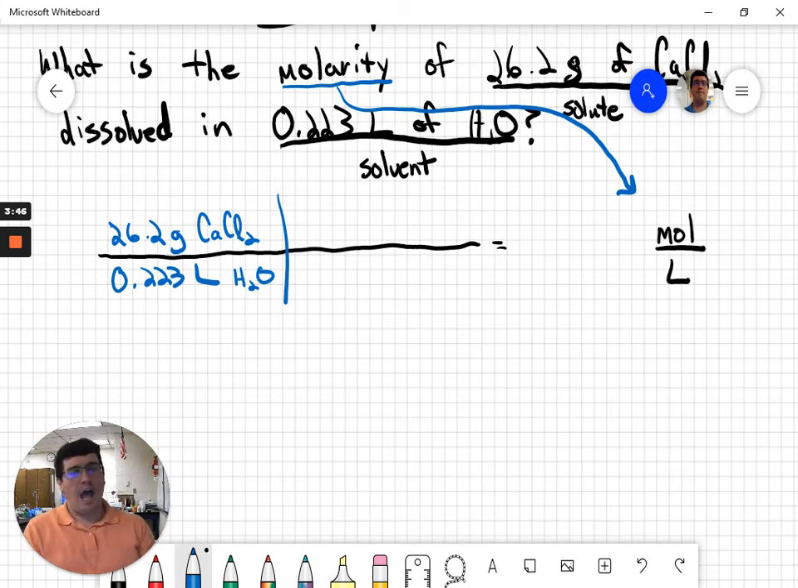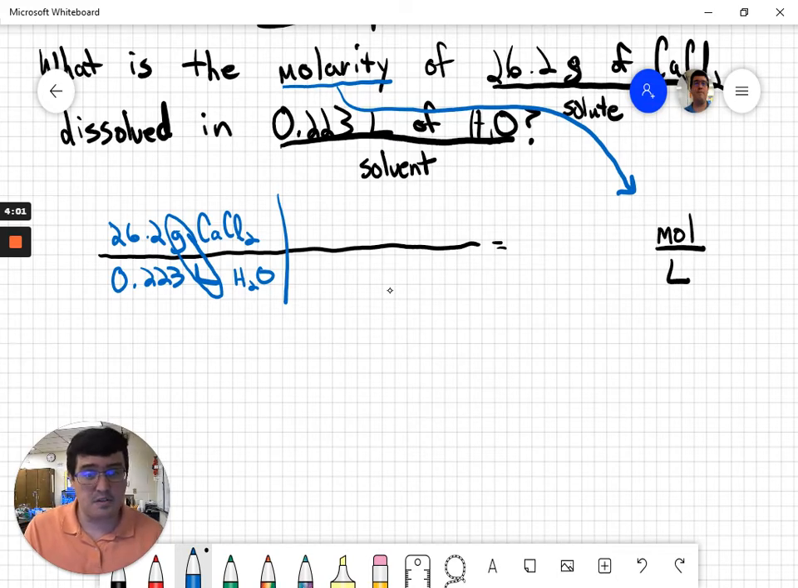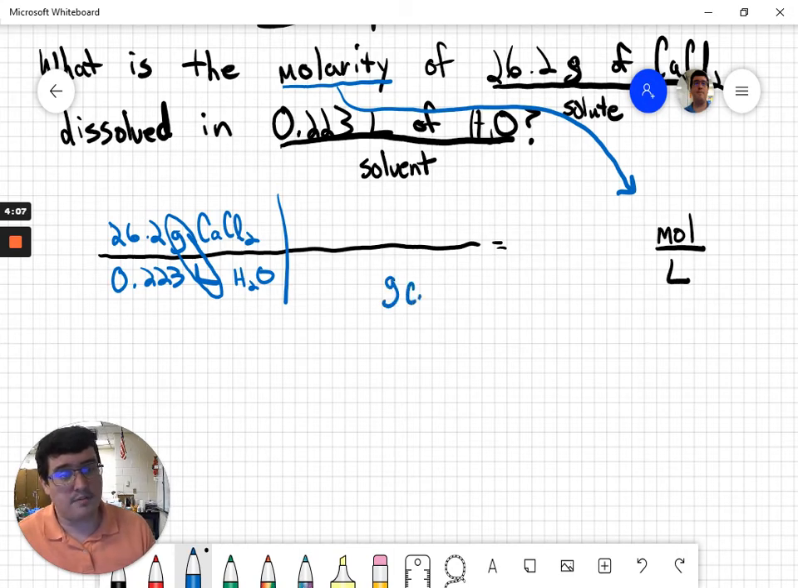Easy, right? When I look at this, here are my units right here. It's going to be grams over liters. That's not what I want. I want moles over liters. So I need to change that grams into moles. So I'm going to cancel out the grams. If I'm going to cancel out these grams, where do they have to go in this second step? Grams has to go on the bottom. And it's grams of calcium chloride.